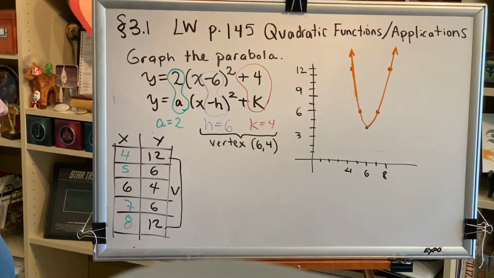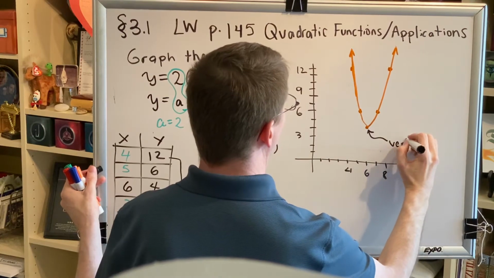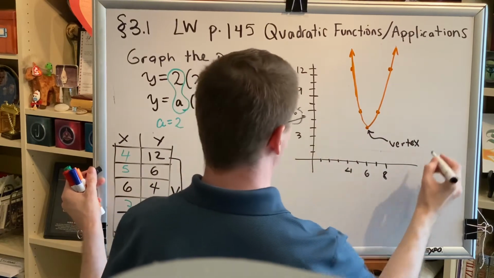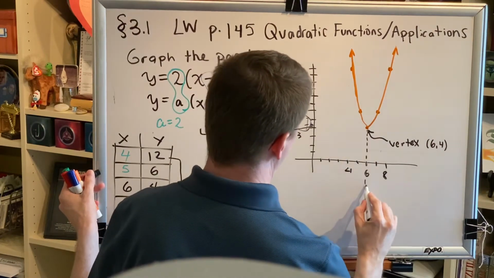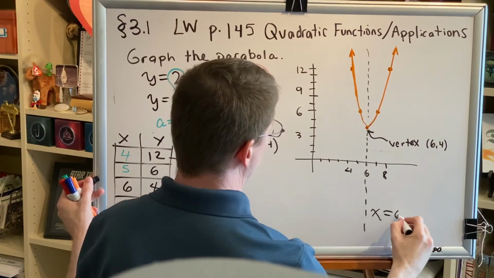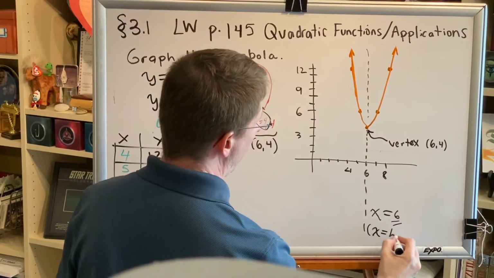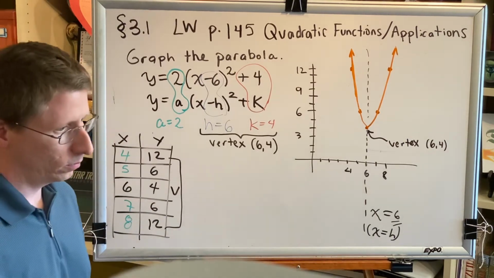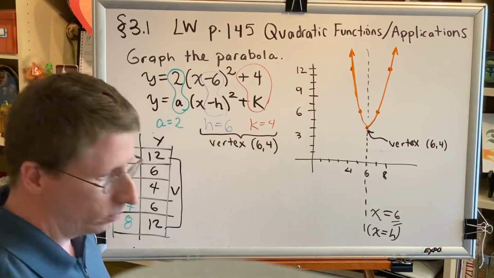All right, there we go. Here's our vertex, which is at coordinates (6, 4). Here's our axis of symmetry, which is the line x equals 6. Notice this is the value of h. The axis of symmetry is always x equals h. For this problem, h is 6, so we get x equals 6. Okay, that's the end of that problem. Let's try another one.